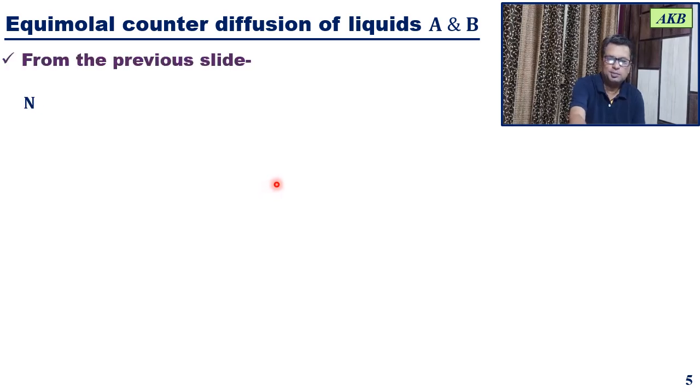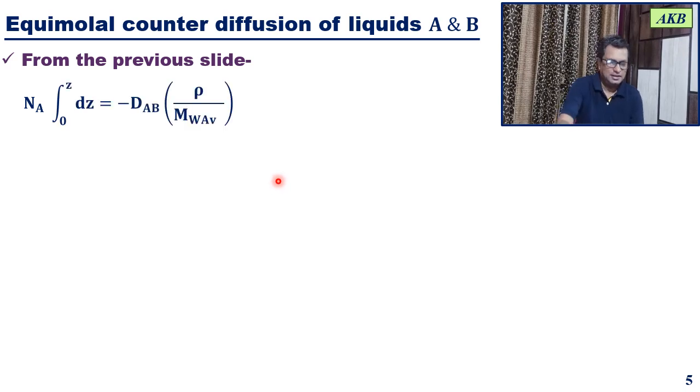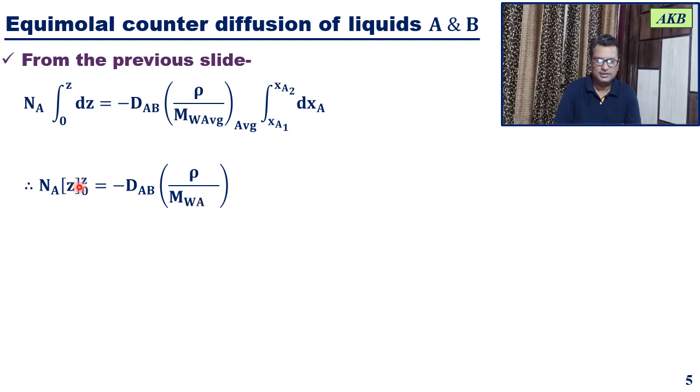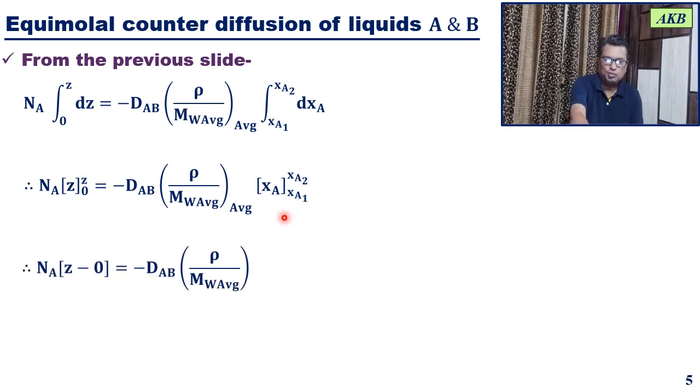Okay, so from our previous discussion, as we have identified the constant terms, now constant terms have come out of the integral, and now there is simple integration. The integral of dz from 0 to z is z, with limits 0 to z, equals minus DAB rho upon MW average times the integral of dxa, which is simply xa as the limits go from xa1 to xa2. In the next step, when you apply the limits, you get this equation: Na into z minus 0 is equal to minus DAB rho upon MW average times xa2 minus xa1.